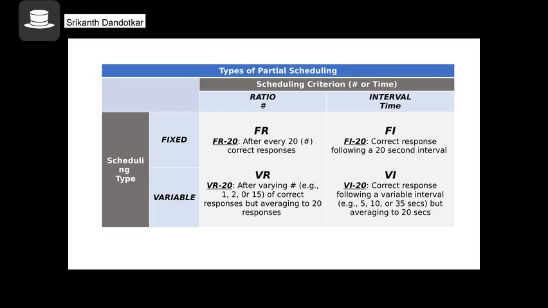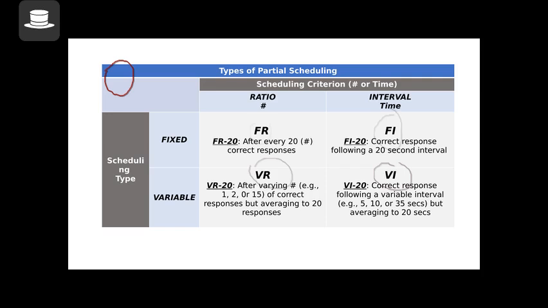As discussed in the previous slide, there are two types of scheduling: continuous and partial. In this slide, we're going to talk about partial scheduling. Partial scheduling or partial reinforcement is of 4 different types, represented here in these 4 different cells. Before we talk about each of these scheduling types, let's get oriented to this table.